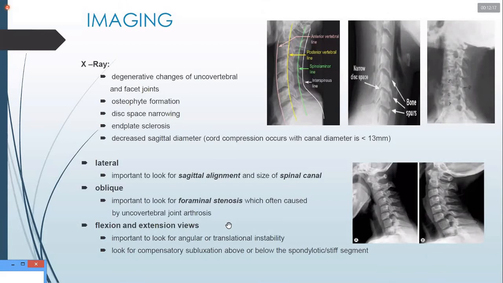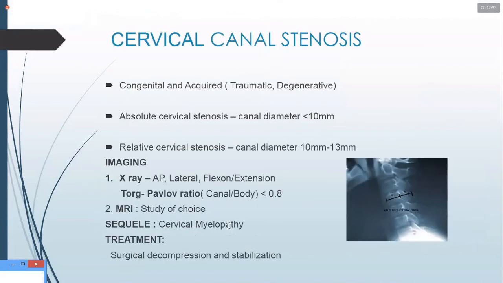And the flexion and extension views, we call them dynamic views. When we anticipate instability of the cervical spine, or even in the lumbar spine, we do flexion and extension views. The lateral view is taken in flexion of the spine and extension of the cervical spine, basically for instability. So coming to the canal stenosis.